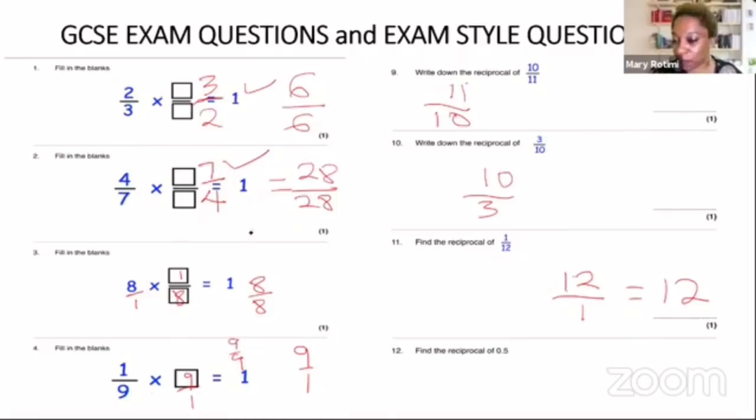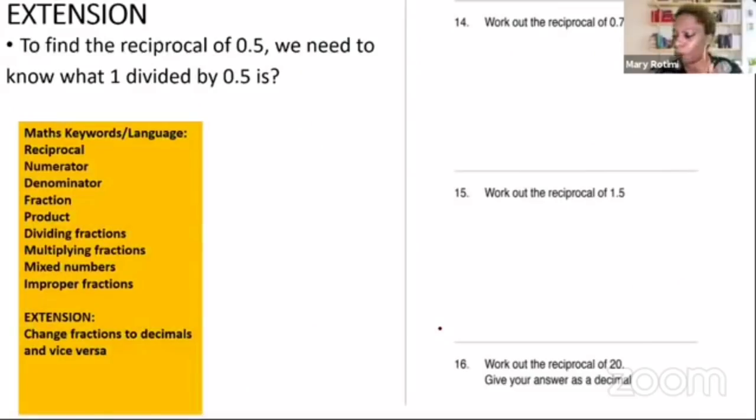This number 12 here says, find the reciprocal of 0.5. Now, this is the bit where I really want us to talk about more. To find the reciprocal of 0.5, we need to know what 1 divided by 0.5 is. Of course, we know reciprocal means 1 divided by what we're given. 1 divided by 0.5 will give me the reciprocal of 0.5. But I've got to be able to change my decimal to fractions, guys, so that I can do it easily.